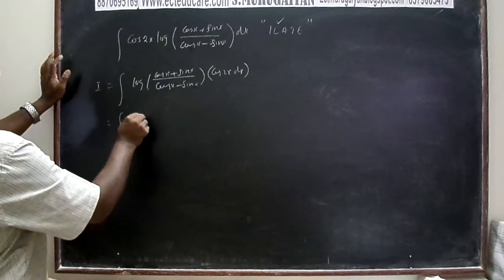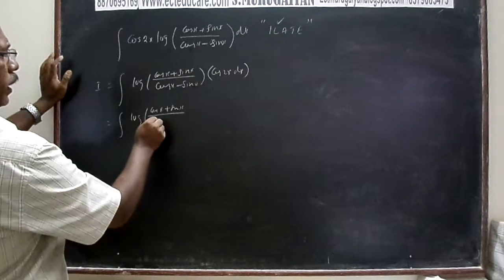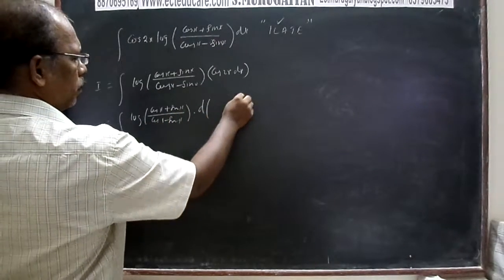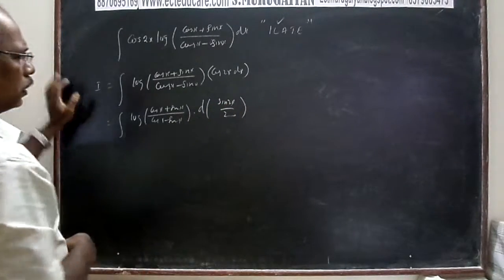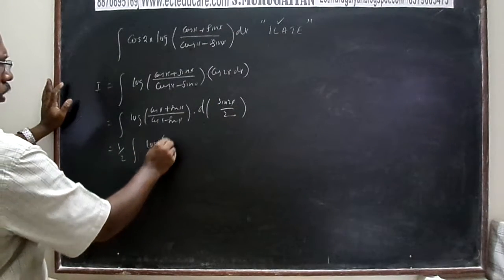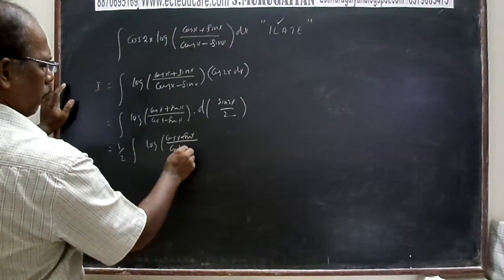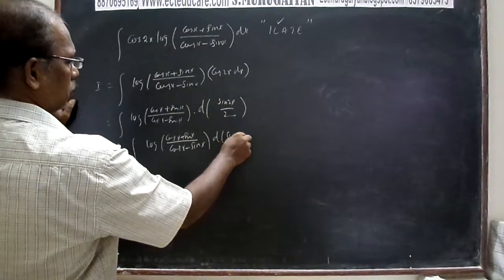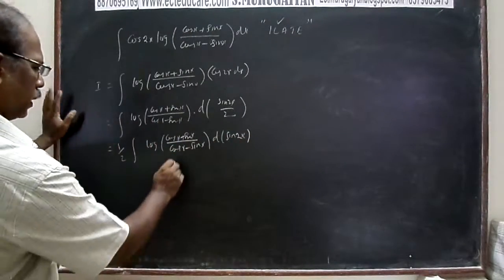Then integral of log of (cos x plus sin x) divided by (cos x minus sin x) into the integral of cos 2x, which is sin 2x by 2. Okay, now we can take the 1 by 2 outside. So 1 by 2 of integral of log of (cos x plus sin x) divided by (cos x minus sin x) d of sin 2x. So we can apply by parts between these two, u and dv.